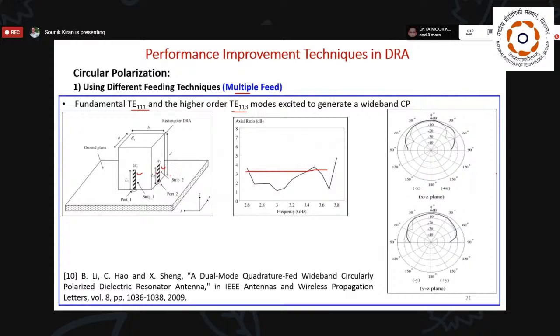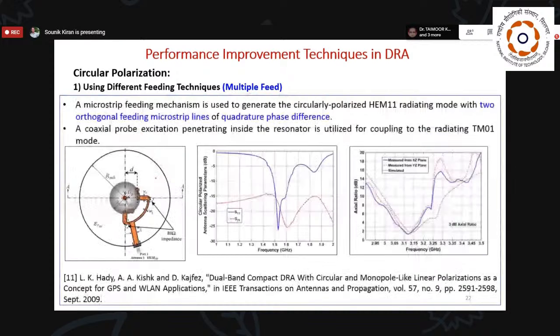But this technique they have used is very simple, only two feeds. These are nothing but strips, not directly a probe. We can see it has a length and a width here. These are not probes, just strips. They are put on the side wall of the rectangular DRA. And here the authors have used a very nice technique, and it's not difficult, but it's a bit tricky.